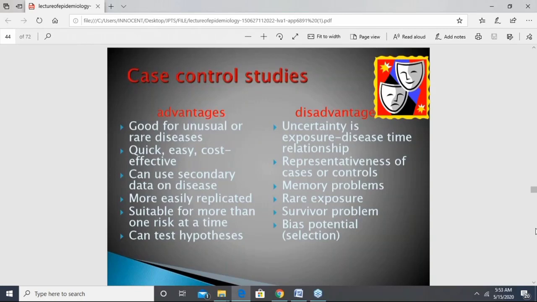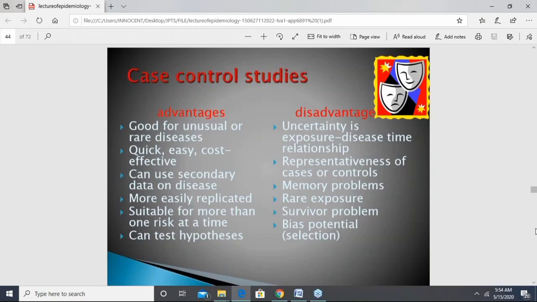Disadvantages: number 1, uncertainty in the exposure and disease time relationship. Number 2, representativeness of cases or controls; there may be an issue representing the population. That's a disadvantage. Number 3, memory problems. Number 4, rare exposure. Number 5, survival problem can also be an issue.